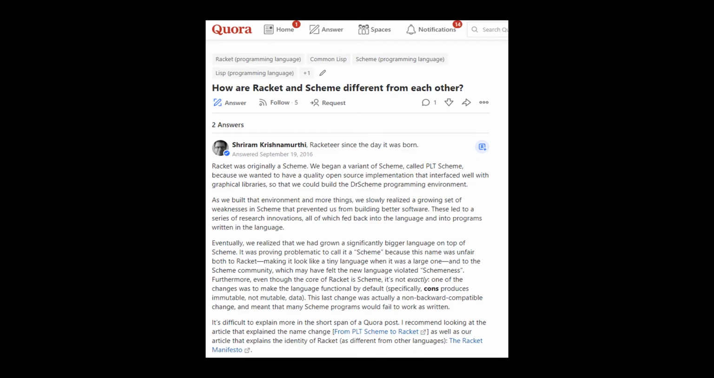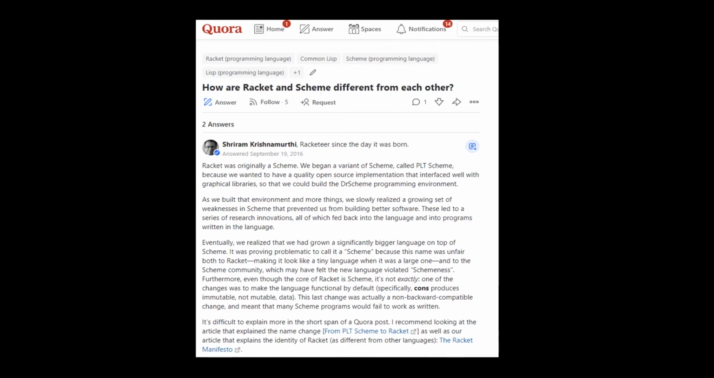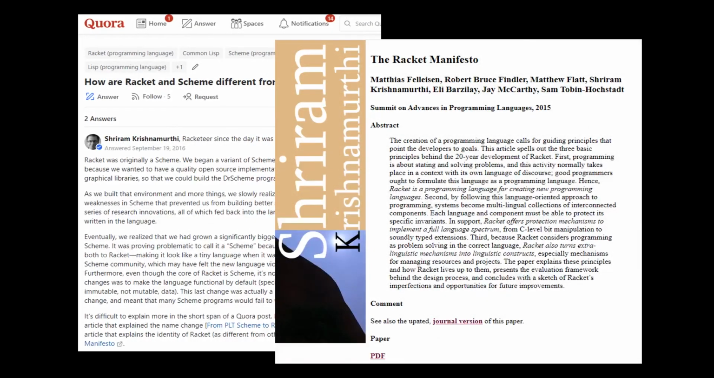And I think the last thing I'm going to note on this digression of my research into Lisps is when I was looking for the difference between Racket and Scheme, I found this Quora post, and at the bottom it links to the Racket Manifesto. I clicked on that link, and that brought me to this page that has the Racket Manifesto.